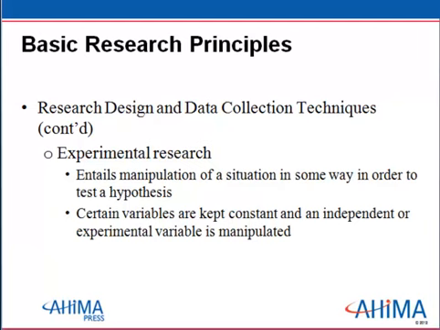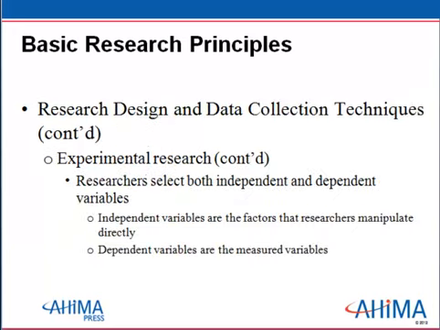Experimental research entails manipulation of a situation in some way in order to test a hypothesis. In this type of research, certain variables are kept constant, and an independent or experimental variable is then manipulated. Researchers would select both independent and dependent variables. Independent variables are the factors that the researchers manipulate directly. Dependent variables are the measured variables.